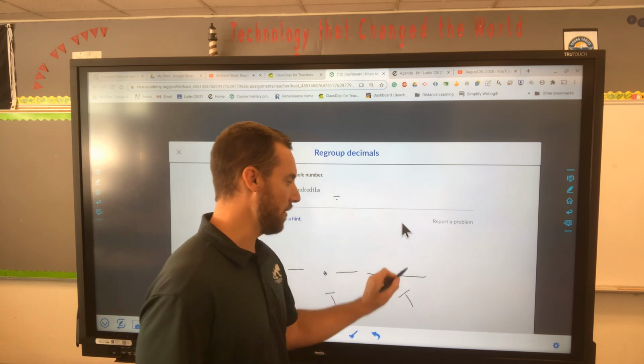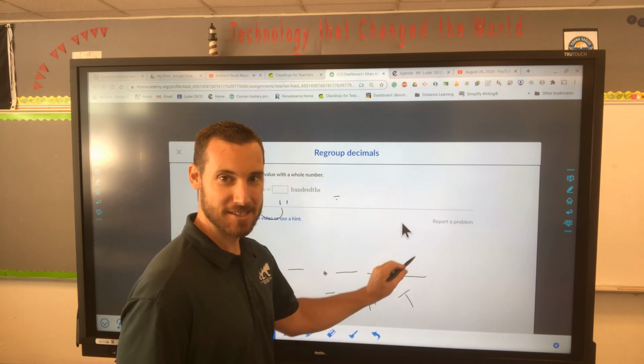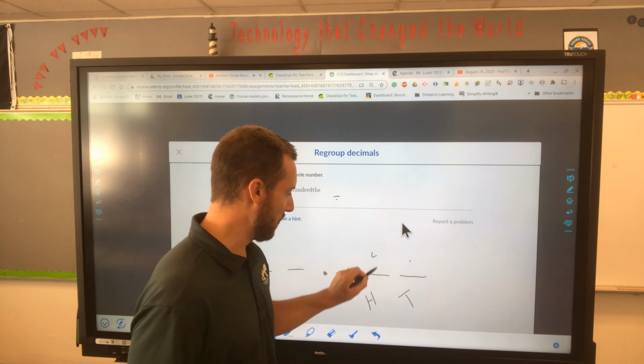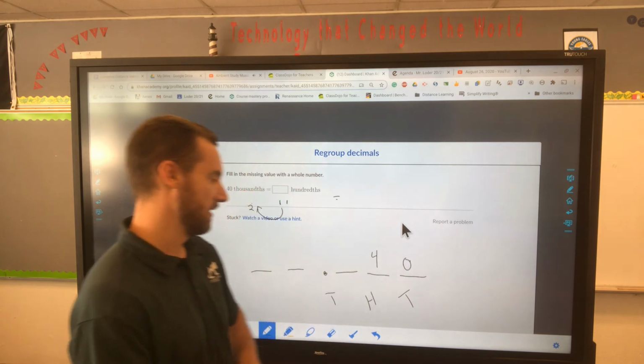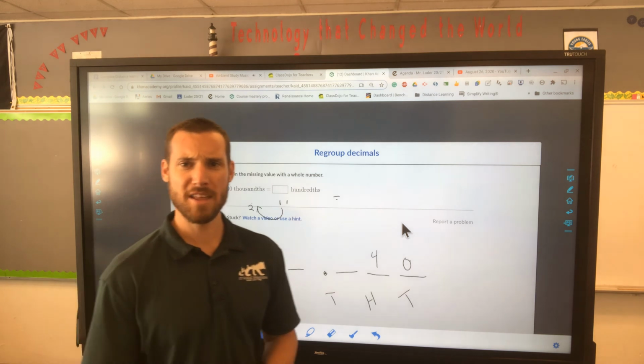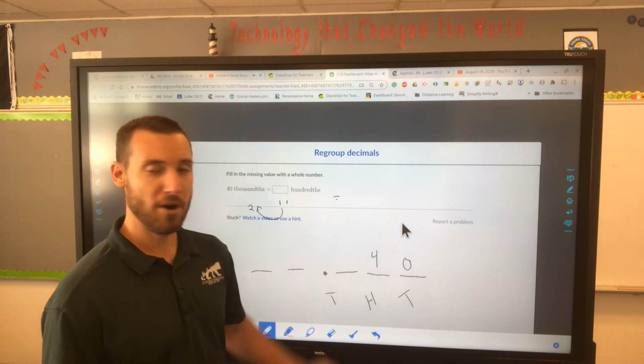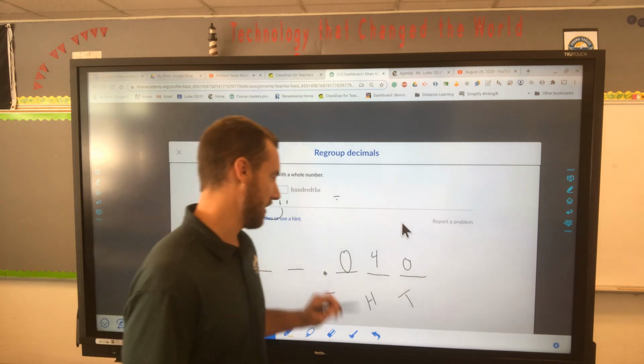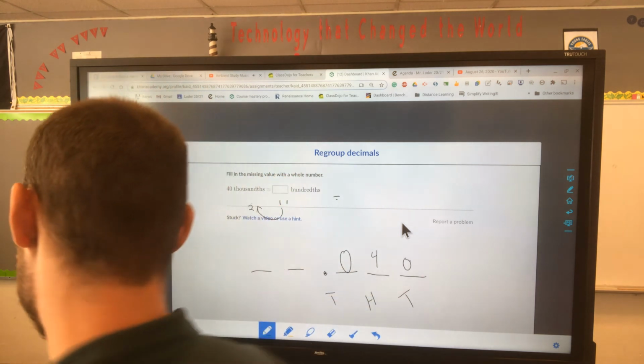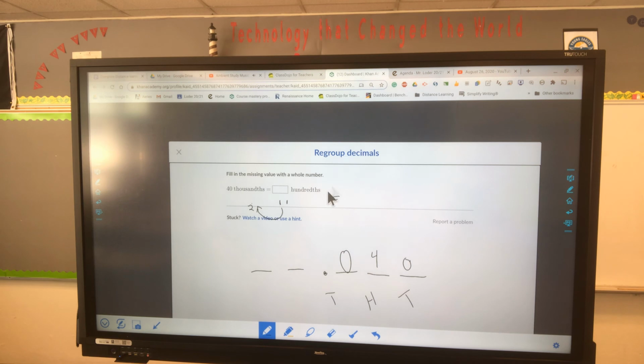If we had 40 thousandths, we won't write 40 thousandths right there. We would write 40 thousandths like that. So 40 thousandths would be equal to 4 hundredths. Okay? That's how it would be written. So that would be 4 hundredths. Let's see how I do.